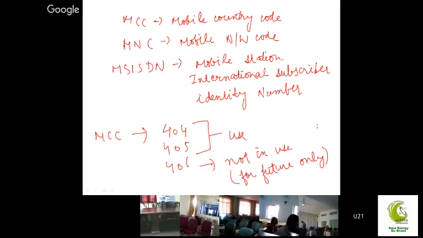406 is kept for future reference, because in case the number of mobile subscribers increases in the future, then 406 would definitely be in use. Right now only 404 and 405 are working. So this is basically the mobile country code, and it is of 3 digits. You can see that 404, 405 and 406 are of 3 digits.